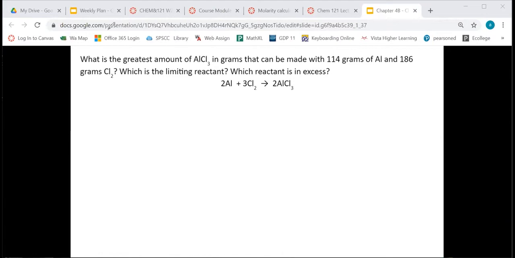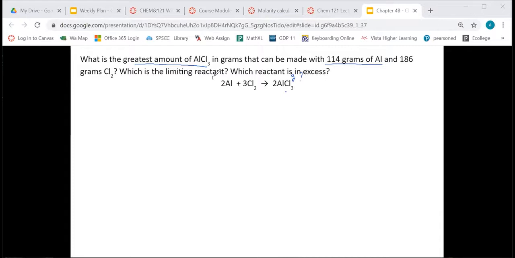Reaction is given and it's balanced and everything. And what I do normally is, so this is what you need to figure out. So I'm just going to write gram, how many grams of this, okay? And then you are given aluminum.